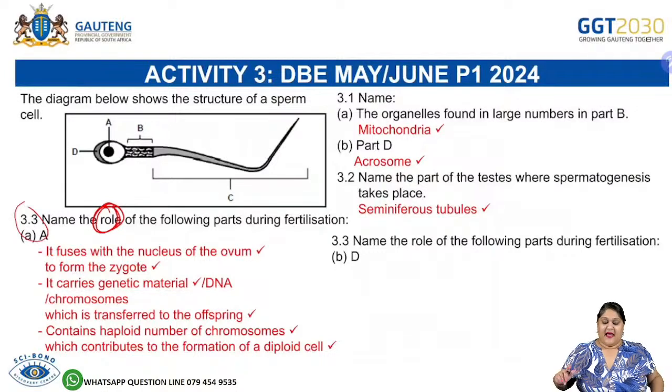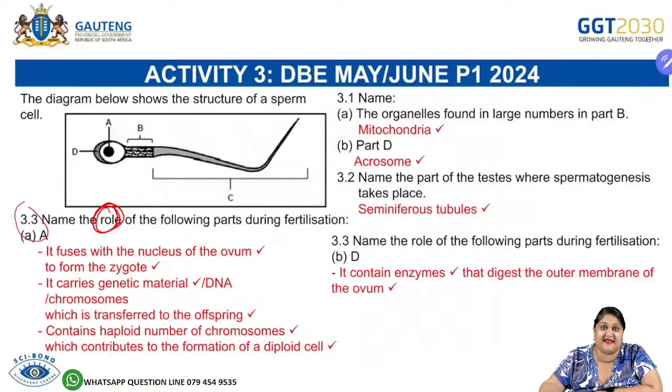Then name the role of the following parts during fertilization. Again, now we're talking about part D. Part D is the acrosome. It contains enzymes that digest the outer membrane of the ovum. So it's not just that it contains the enzymes. What is its role? It contains the enzymes, and what do those enzymes do? They digest the outer membrane of the ovum.